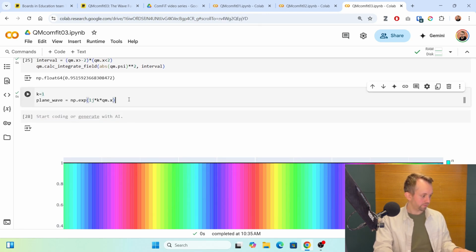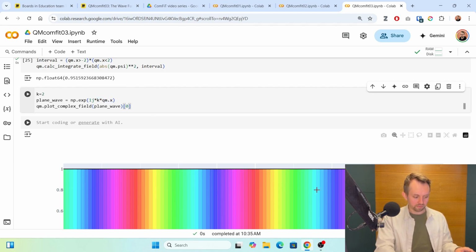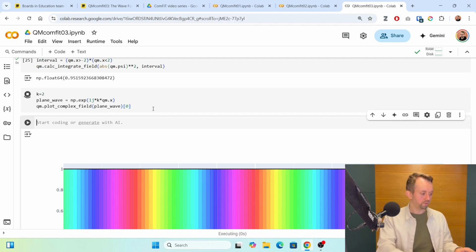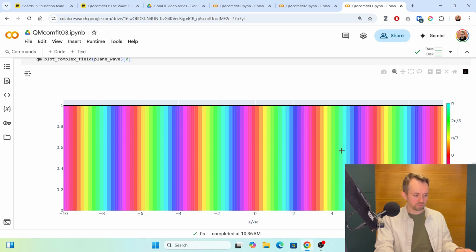If I take this and add it here, if I double the wave number, essentially it's going to make this part of the plane wave increase twice as fast, which means that we're going to get this red more close together, and that is exactly what we see. So now we have changed the periodicity here.